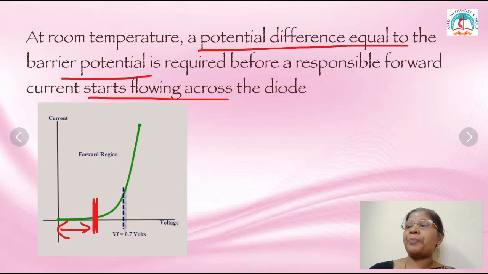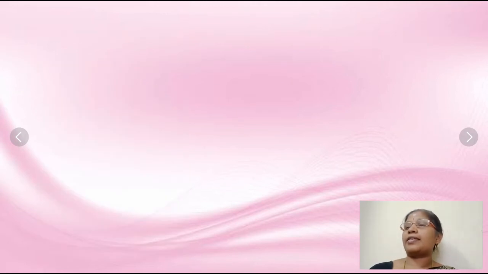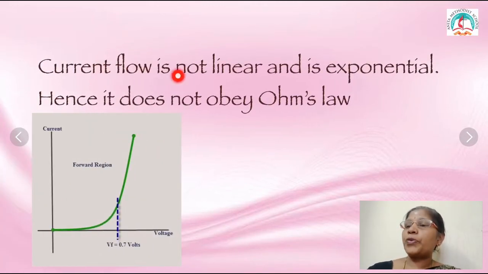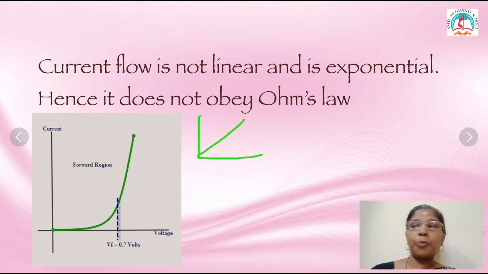Okay, this is the first one. The second one is that when the current flows, the flow is not linear. What is meant by linear? You know linear means you will get a straight line that obeys Ohm's law. That is a linear curve. But you see the curve here, this is an increasing curve. It is not a linear one. So, it does not obey Ohm's law.